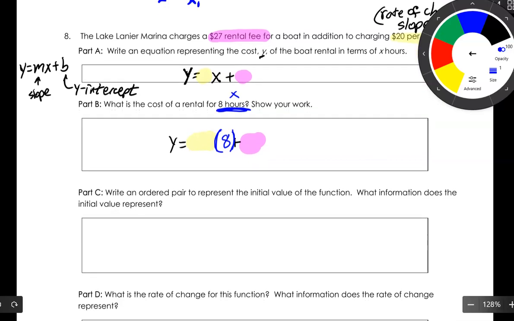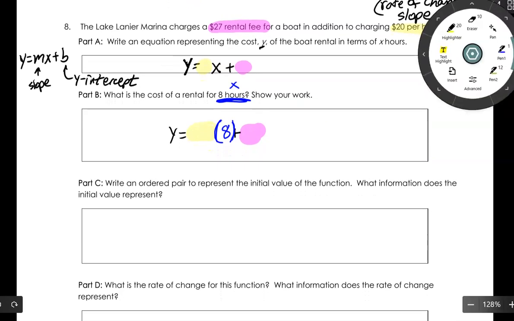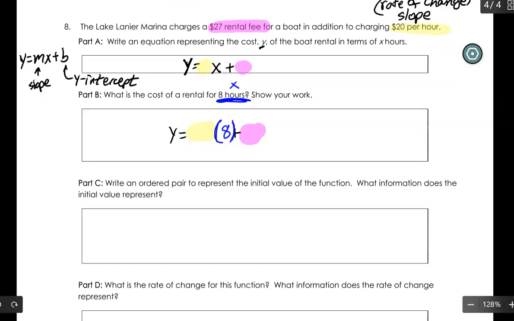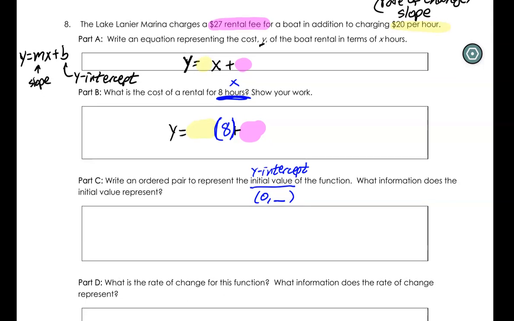Part C, write an ordered pair to represent the initial value of the function. Initial value, y-intercept. Remember in one of the questions before, I told you the y-intercept is (0, something). Right? What's my initial value? How much am I paying first before getting charged per hour?